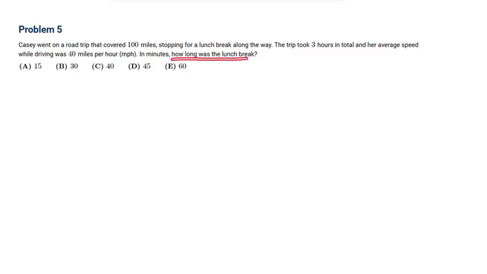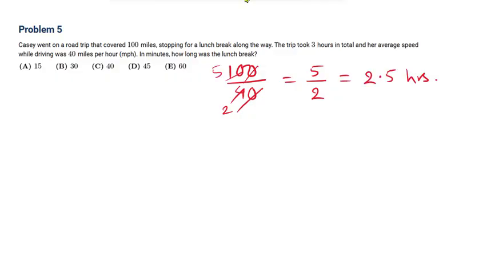So these 3 hours also include the lunch break. The total distance traveled is 100 miles and this 40 miles per hour is the average speed. Now to find it, it's very simple. We have the total distance and the speed is given as 40. So if we cancel, it's like 5 divided by 2, and you cancel this by 2 also, which is simply equal to 2.5. So this is the time taken to travel 100 miles.